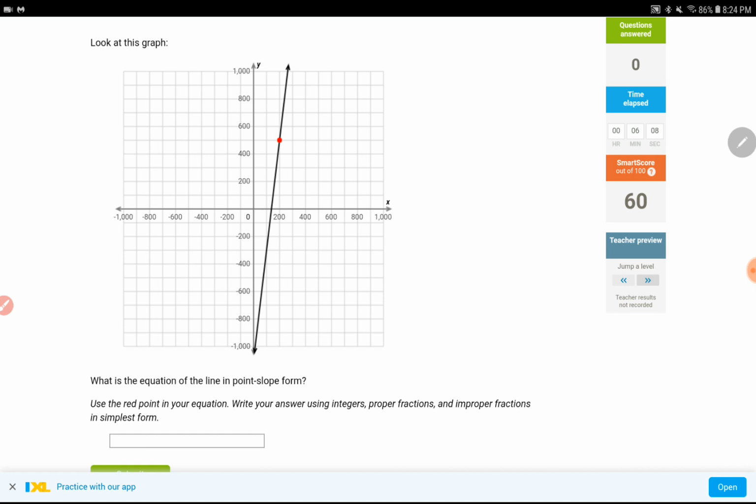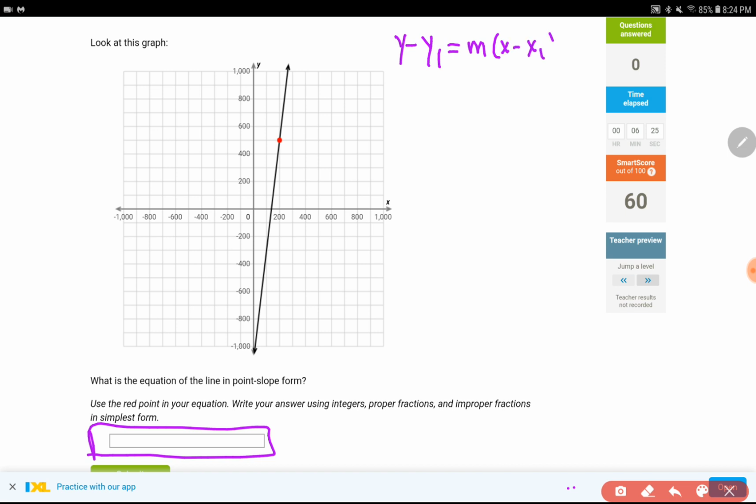Okay, so right here, this is what I'm talking about. It's a whole empty box. You need to simplify your answer and then type it in. Okay, let's get started. I need y minus y1 equals m times x minus x1.